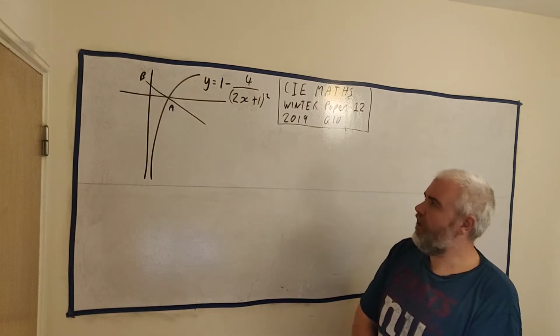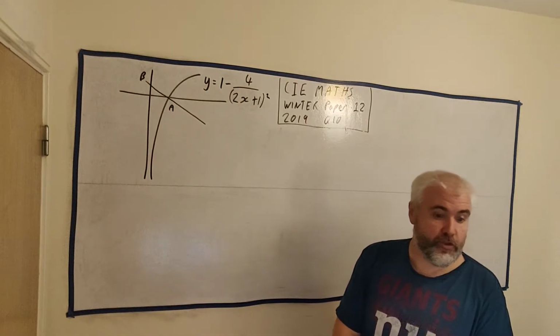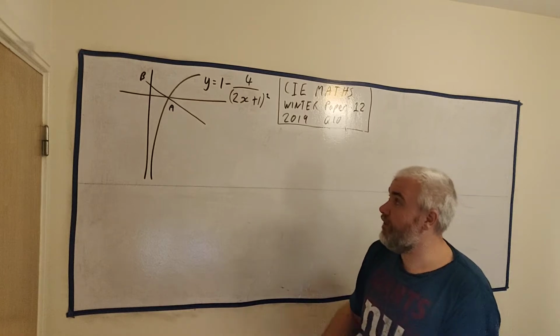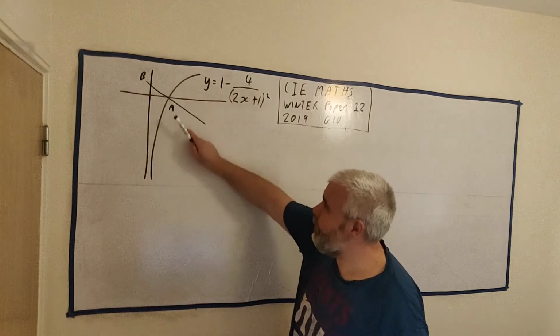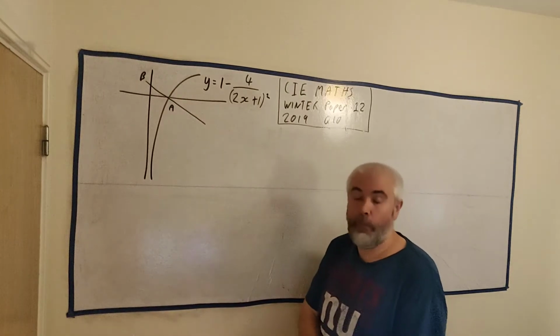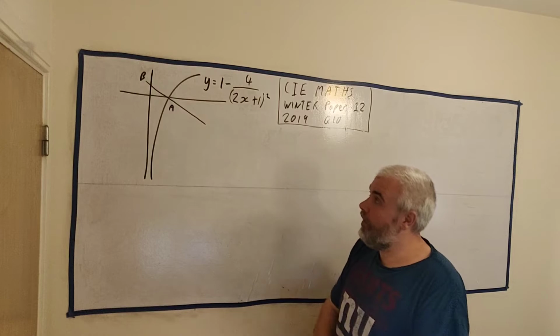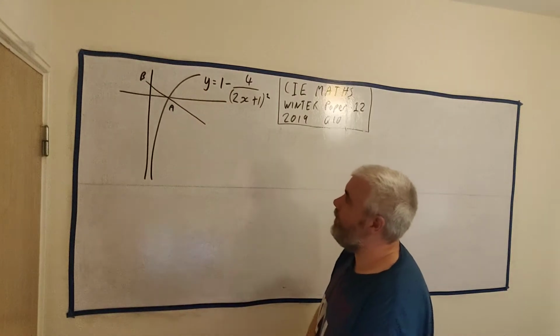Okay, in part 2, they're asking us to find the coordinates of B. This was tricky for a lot of students because they didn't know where to start. How we start is we have to look at A, at this line here. They tell us this line is the normal. First of all, the normal means it's perpendicular to the tangent.